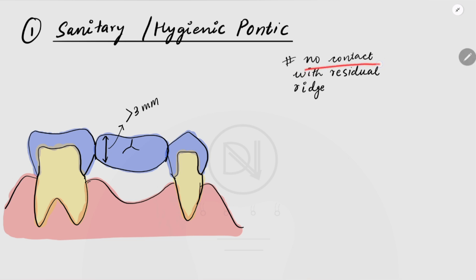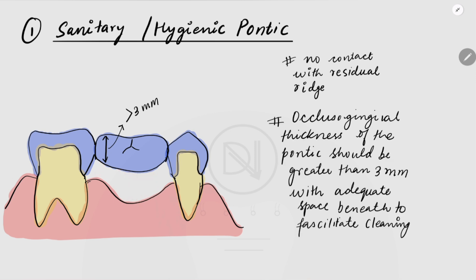So there is no contact with the residual ridge. You can see this is the occlusal surface of the Pontic, and this is the gingival surface of the Pontic. The occlusogingival thickness of the Pontic should be more than 3 mm because this will provide adequate strength to bear the occlusal forces, and in between them there should be minimum space so that oral hygiene maintenance can be done easily. So here you can see that the occlusogingival thickness of the Pontic should be greater than 3 mm with adequate space beneath to facilitate cleaning.